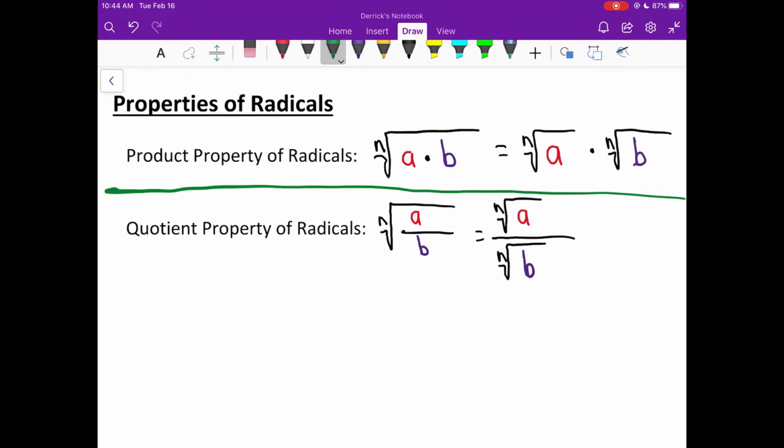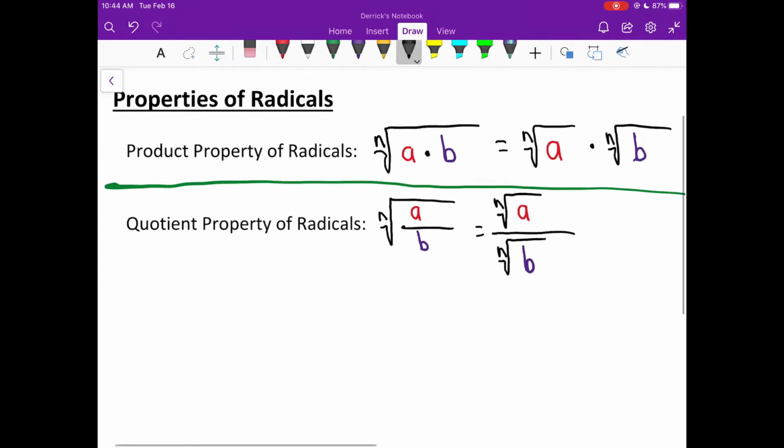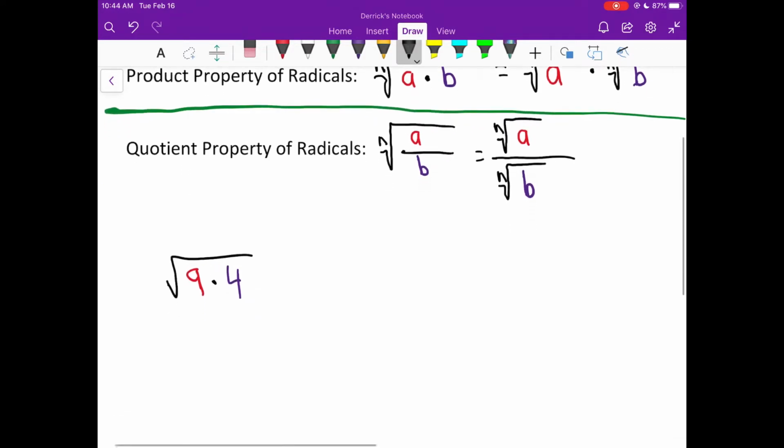So the idea for this, let's do a product property of radicals first. Let's say I asked you to take the square root of 9 times, say, 4. If I asked you to take the square root of 9 times 4, what the product property of radicals is saying is you technically have two different options. You can go ahead and take 9 times 4, which we know is 36, and then after multiplying those two terms together, you can do the actual square rooting, which the square root of 36 is 6. So that would be our answer here.